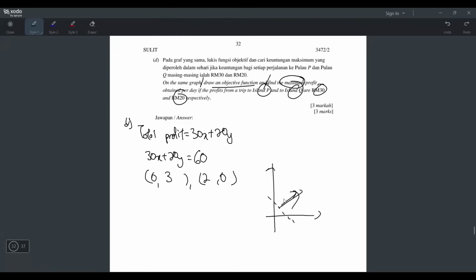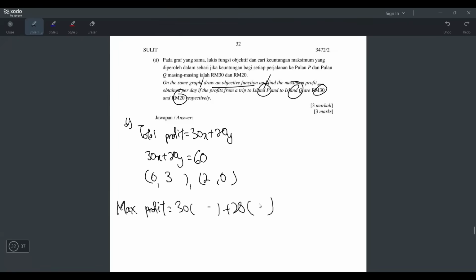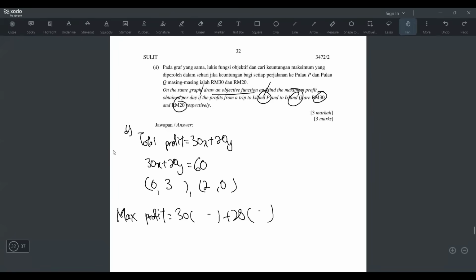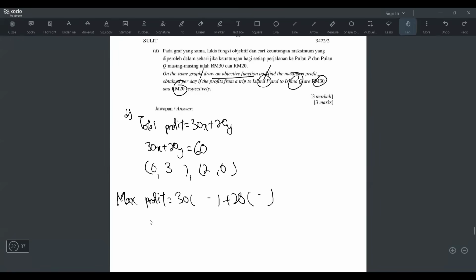And later your answer will be at the vertices. It will be at the vertex, right? Okay, for now I will write down maximum total profit here, and the formula is 30x plus 20y, right? And later the x and y I have to sub with the maximum point. Okay, but I still don't know yet because I haven't done it yet.